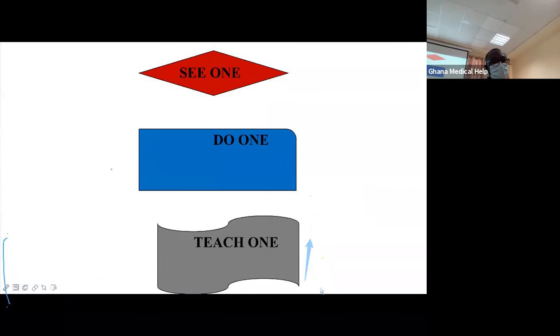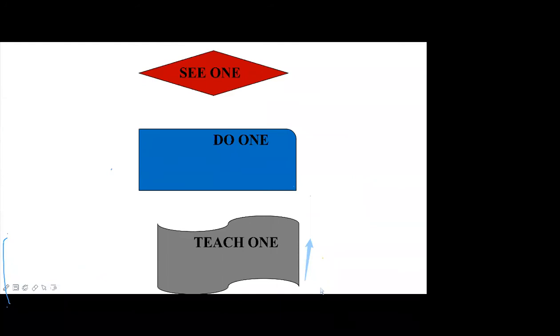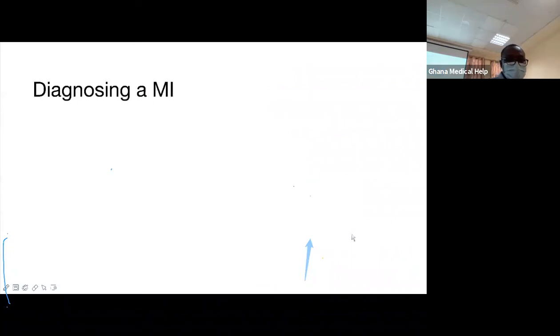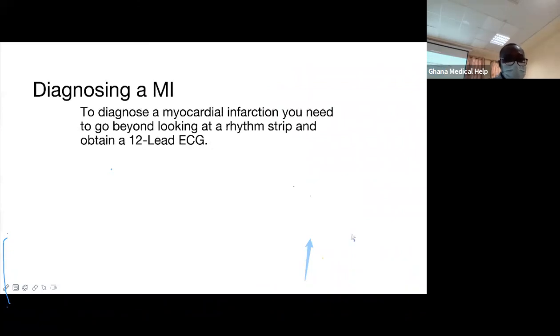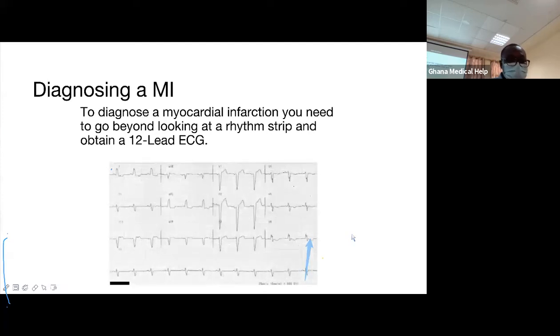Now to the fourth, diagnosing an MI. How do we do that? The reason is that, of course, where there's a 12-lead ECG for you to be able to try your hands on, you should be able to confidently diagnose a myocardial infarction, especially when you see it on the ECG. So to diagnose a myocardial infarction, you need to go beyond just looking at the single rhythm strip that we have been talking about and obtain all the leads, obtain the 12-lead ECG. So unfortunately, some people do have like 3 leads and others do have 6 leads, but we need 12 leads.